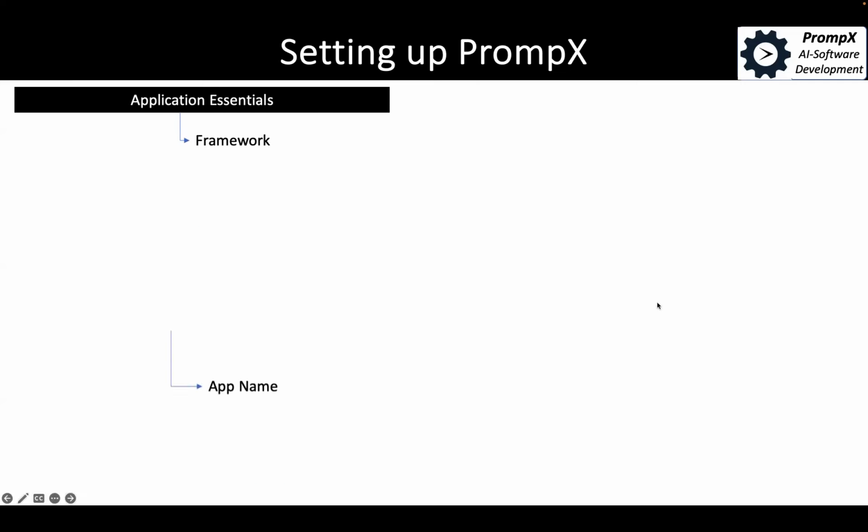The second thing to do is to have a name for your application. You must have a unique name, a name that is attractive. In our own case, the name is going to be PromptX.